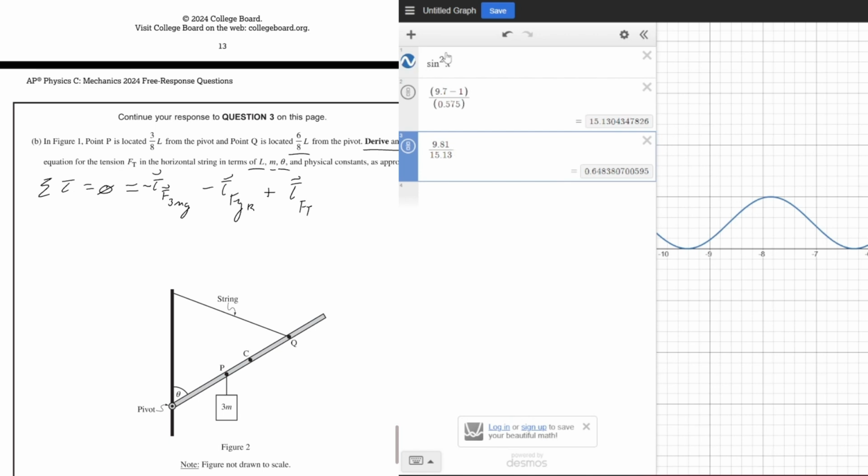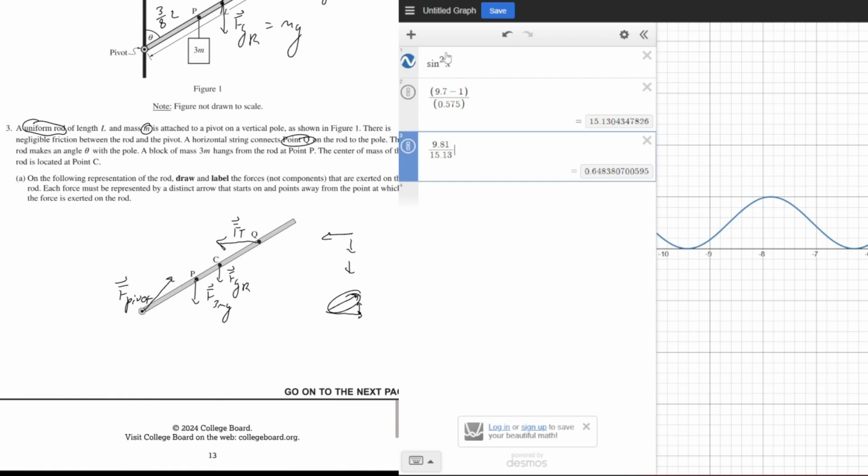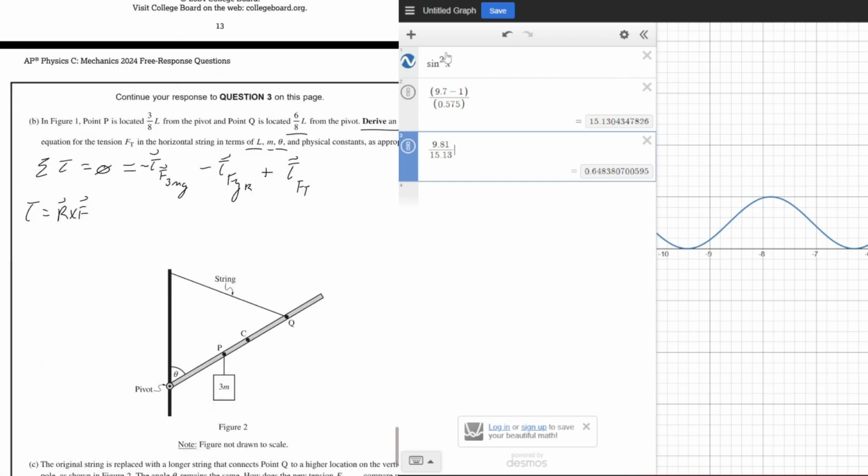Oops. So now we're going to write the torques out for all of these. So torque is equal to R cross F. So I'm really just going to simplify these, and I'm going to say, okay, what's the R for the 3mg? If this was 3/8 L, then I know my radius has to be 3/8 L.